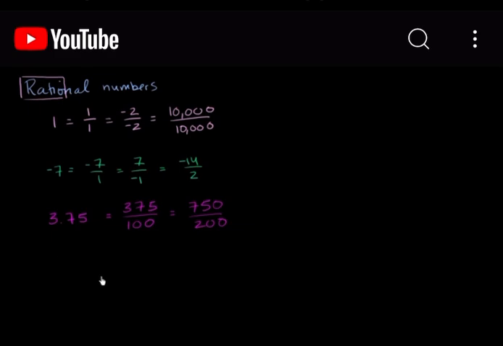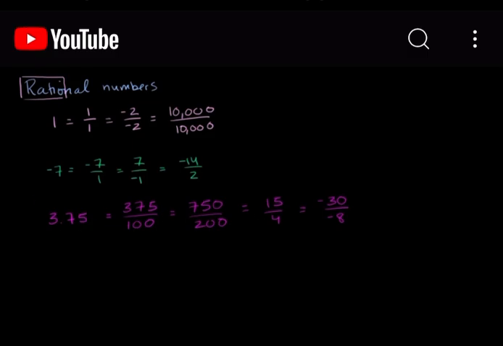So you could write this as 15 over 4. Or we could write this as negative 30 over negative 8. I just multiplied the numerator and the denominator here by negative 2. But just to be clear, this is clearly rational. I'm giving you multiple examples of how this can be represented as the ratio of two integers.